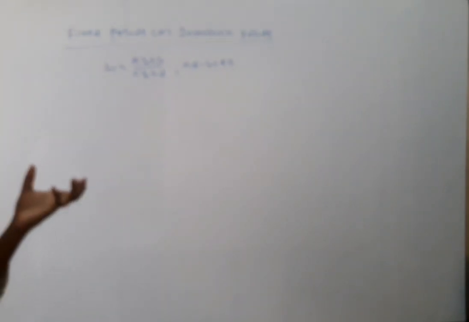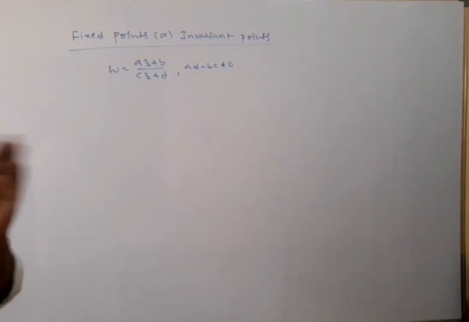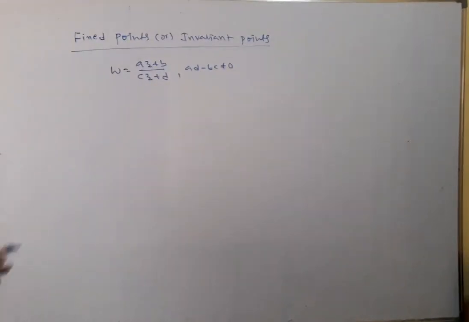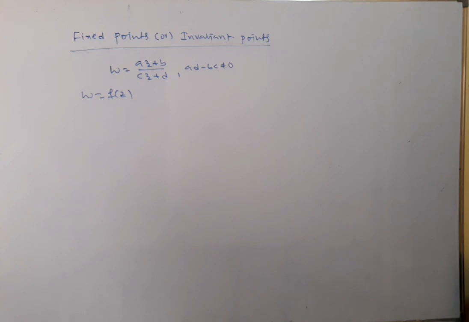The definition of the invariant points is, for the mapping w = f(z), the points that are mapped onto themselves. That means if I am taking 1 + 2i in the z plane, the image of 1 + 2i is also 1 + 2i. The point is self mapping, right? Such points are called invariant points or fixed points of the transformation, whatever the transformation is given. So how are we going to find the invariant points?